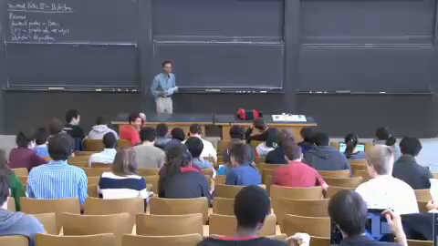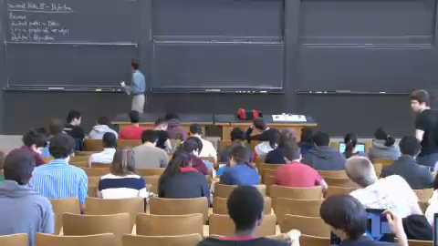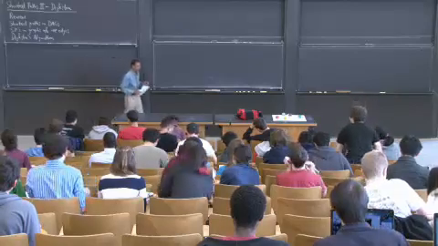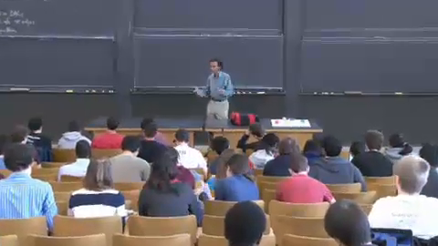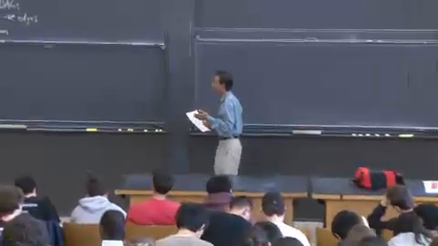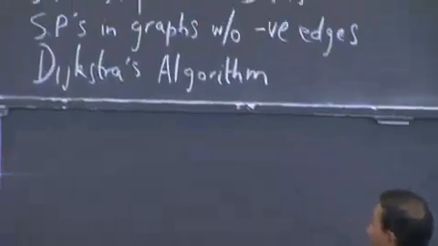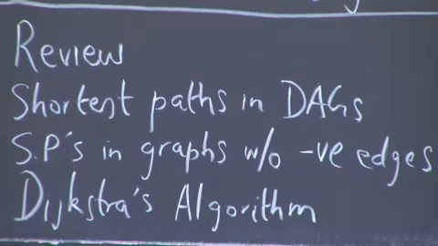Good morning, everyone. Let's get started on lecture number 2 in a 4-lecture sequence on shortest paths. Last time, we talked about a general structure for a shortest path algorithm. Today, we'll actually look at a concrete algorithm that's due to Dijkstra. And before we get to that, I want to do a little bit of a review of the concepts that we covered in the lecture last week.